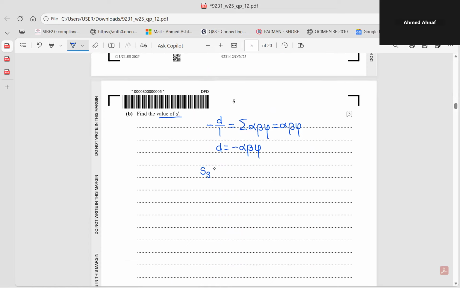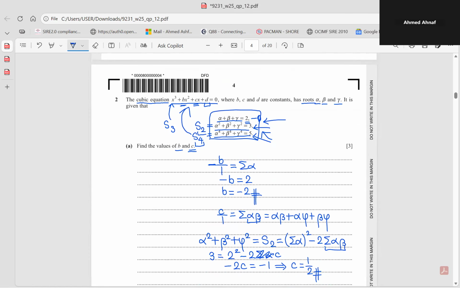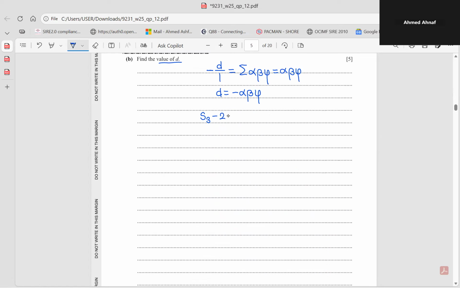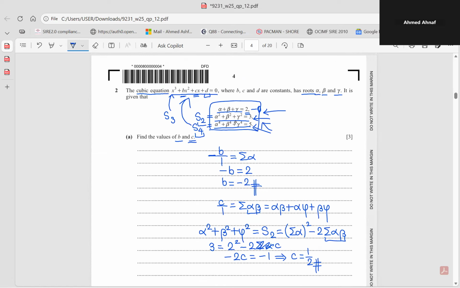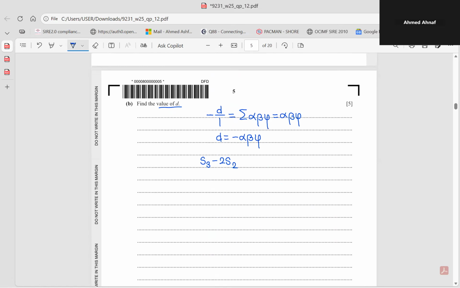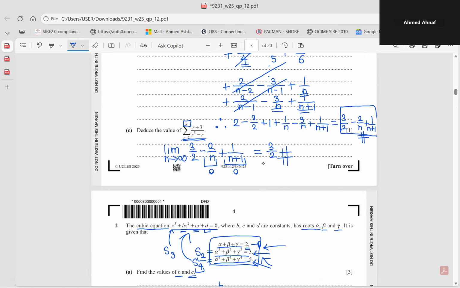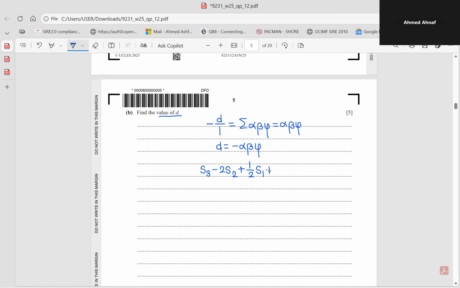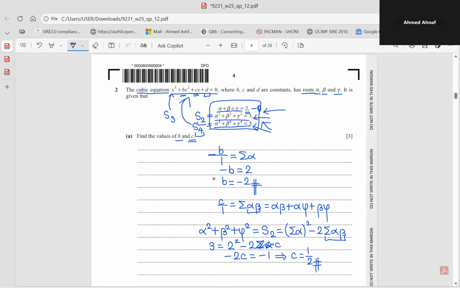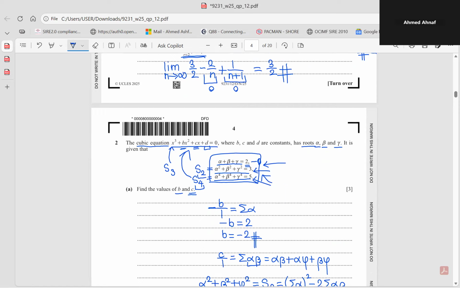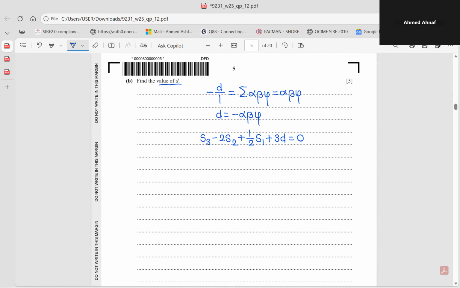So S3 plus bx squared. b is minus 2, so minus 2, x squared is S2, and plus cx. c is half, so plus half, x is S1, and plus d. For d, like I said, you have to multiply it by 3 since we have 3 roots, equals 0. Our goal here is to find S3, which we can substitute into our next equation. I'm going to show it to you when the time comes, but let's just find S3 for now.